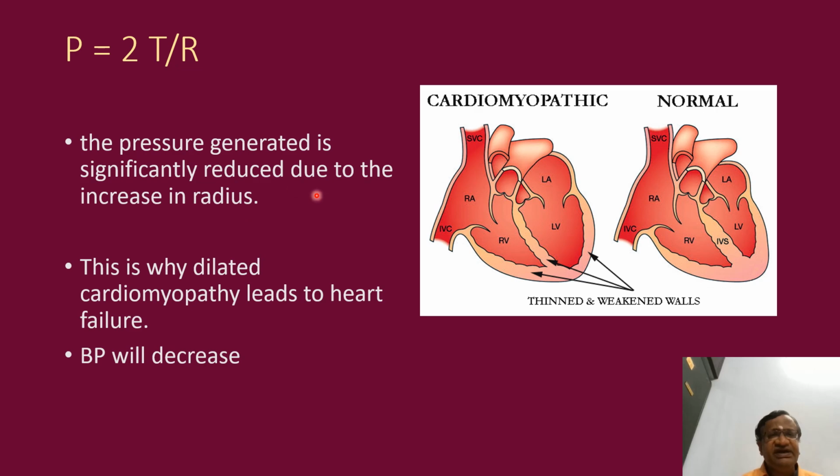The pressure generated is significant. If you increase the radius here, in 2T by R, now R is increased, so the pressure will decrease. That is why dilated cardiomyopathy sometimes leads to heart failure, because the heart cannot generate so much blood pressure. For this, something else may happen. For example, the systemic vascular resistance may increase to compensate for it. We will go into that later. But radius is increased, pressure is decreased. That is very simple, if the tension remains the same.